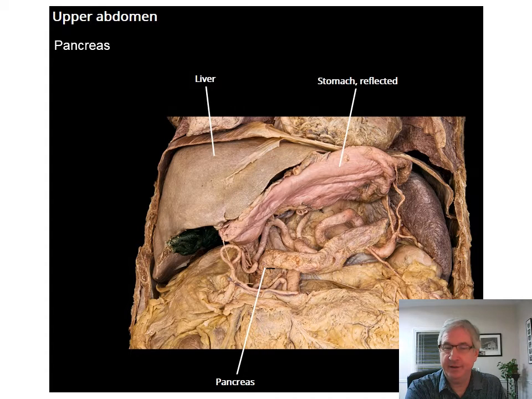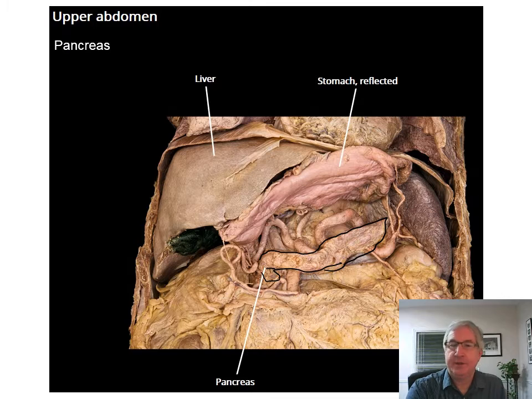This end has a duct that leads into the small intestine, and that's the head. So this end is all the head, and then the rest of it goes around like this. That's the tail, and this is the body. So there's your pancreas there.